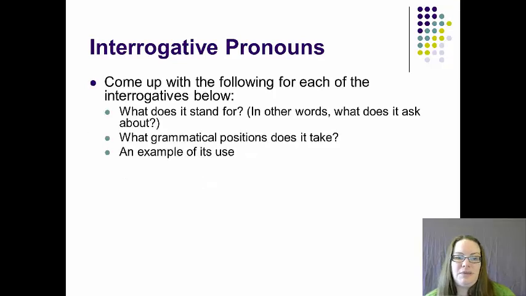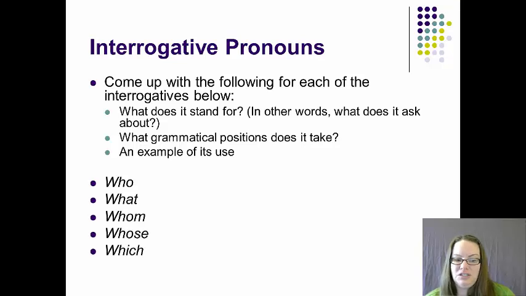So see if you can come up with what these interrogatives do. Okay, so I'm going to give you a list of interrogatives: who, what, whom, whose, and which. And I want you to see if you can figure out what is it asking about. Okay, so is it asking about humans, non-humans, living things, non-living things? Then try to figure out what grammatical positions it takes. And if you can, try to think of a sentence where you would use it. Okay, that will tell you the grammatical information. Go ahead and pause the video while you try to work on that.